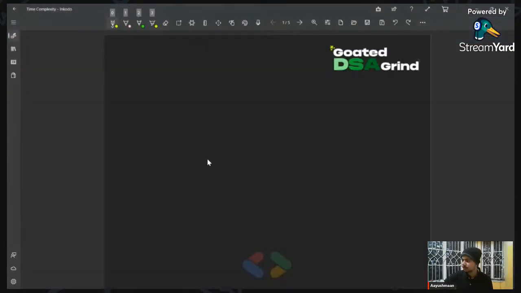So we'll be starting with time complexity today. I hope you guys are energetic as I am to start learning the first and the basic concept of data structures. And time complexity is, of course, very important to understand the efficiency of algorithms. So without much further ado, let's get started.